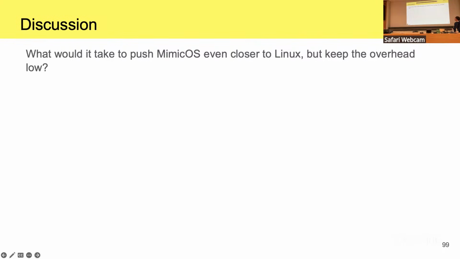What would it take to push Mimic OS even closer to Linux, but keep the overhead low?